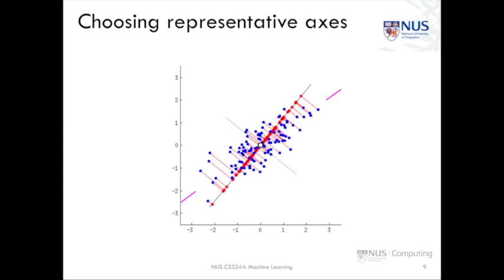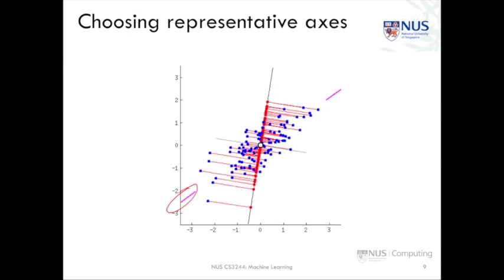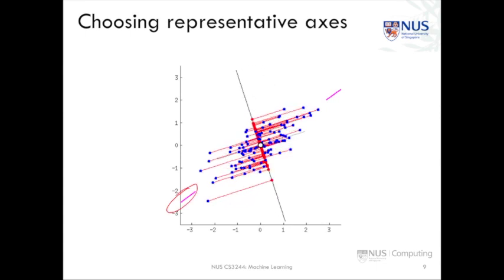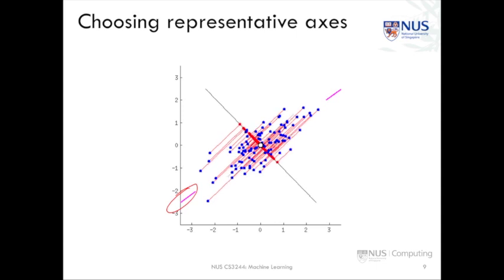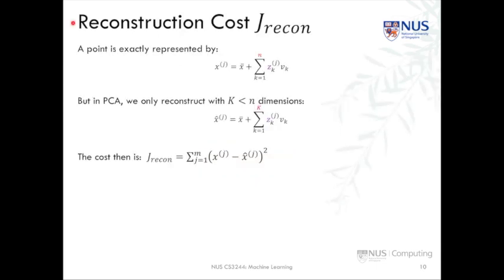We have a dark gray line that indicates the principal component that's selected, and the red lines indicate the variance that's not captured by the dark gray line. We can see when the dark gray axis is aligned to the pink axes, we have the best representation as the red lines are the shortest. When the red lines are long, this means that the V vector that's chosen, represented by the dark gray line, is suboptimal. Let's take a look at the reconstruction cost J recon.